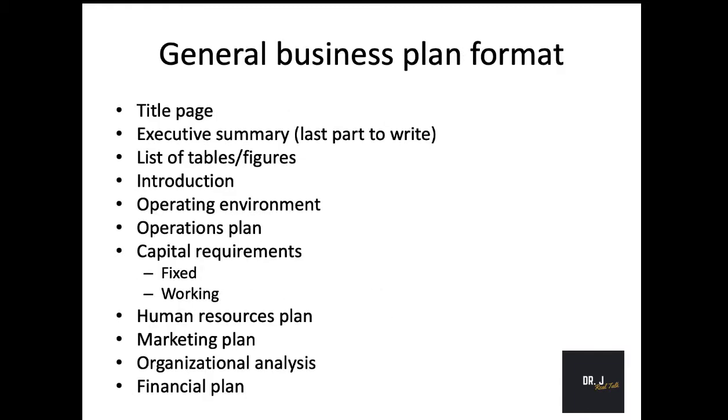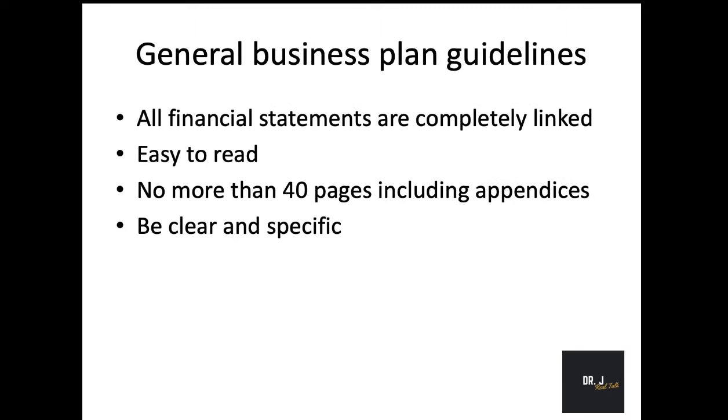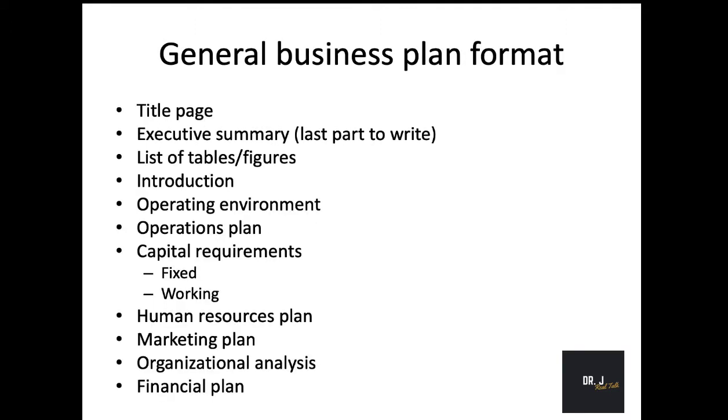But of course, a typical business plan has all these. This is the format of a typical business plan, right? The title page, the executive summary, which basically is a one pager, no more than 2 pages, giving me the entire outline of the 30 pages that you just wrote. List of tables and figures, the introduction, the operating environment, operations, the capital requirements, human resources, like people that need to hire and such, marketing plan, organizational analysis, financial plan, right? Here's a key part of the business plan. And again, this is just one of the formats.